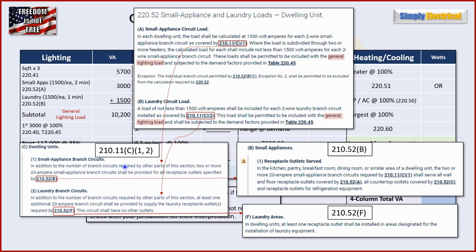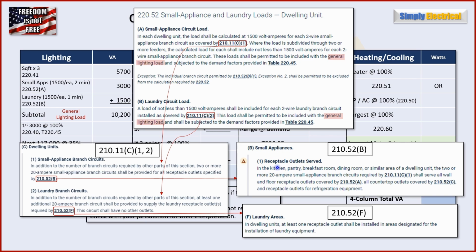This is telling us that 2 or more 20 amp small appliance branch circuits are required. So up here we were told that each of these 2-wire small appliance branch circuits has to be rated at a minimum of 1500 VA, each of them. So now we know that there has to be 2 of them. So that means there's a bare minimum of 3000 VA for a dwelling. Okay, now let's go see what this is referencing here, 210.52(B), and we'll come back.